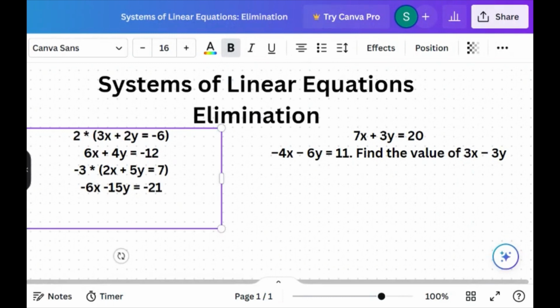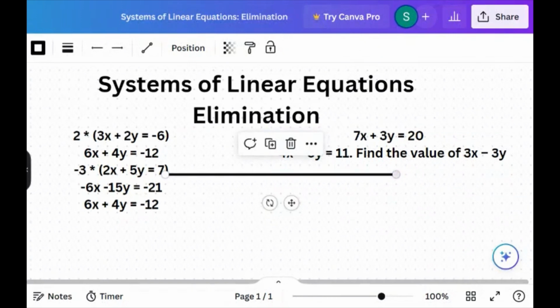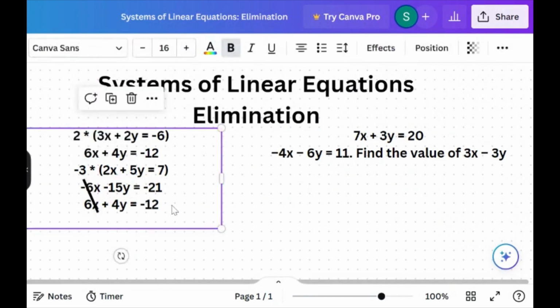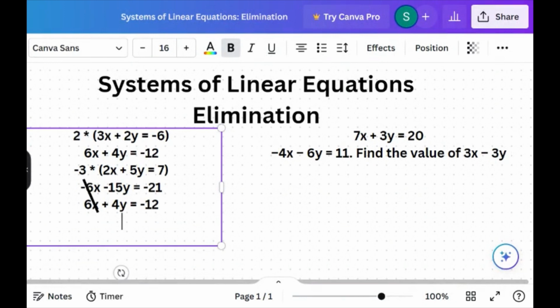So let me just write down these two equations together. 6x plus 4y is equal to negative 12. Now, as you realize, these two just cancel out, because it's a positive and a negative and they're the same number, so they cancel out to be 0. Now this next one here, negative 15y plus 4y, you just do normal addition and subtraction like you did with this one. So it's just negative 11y that comes out.